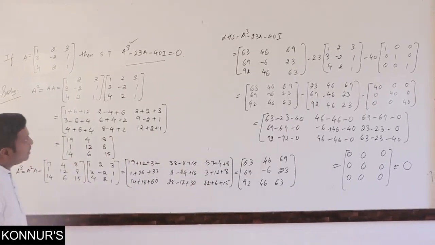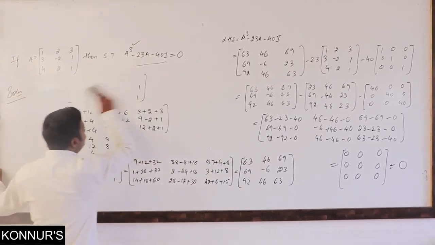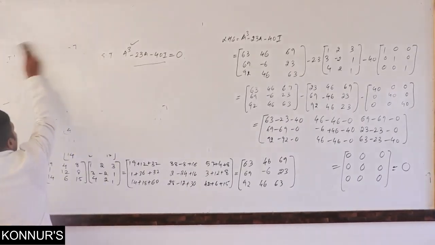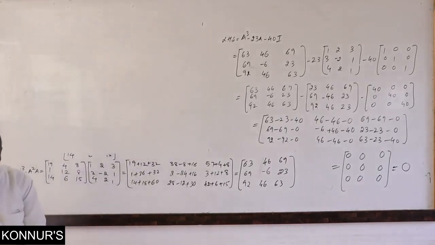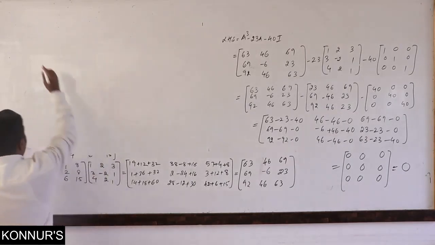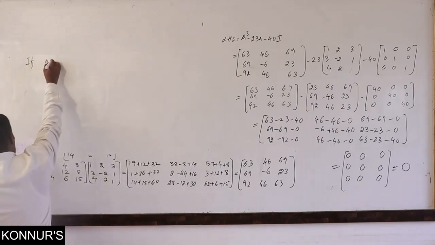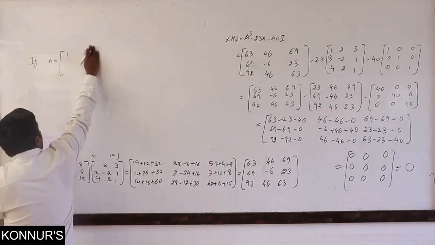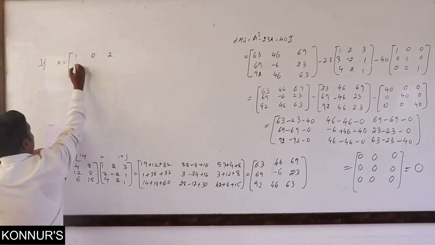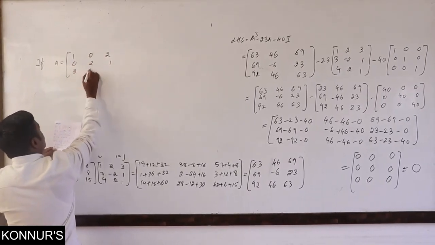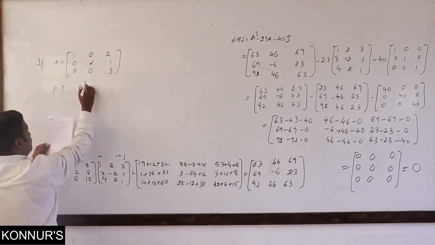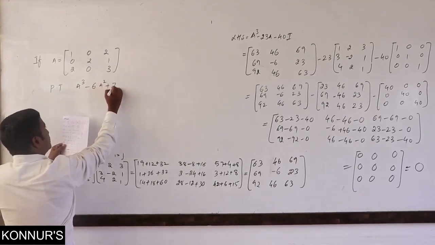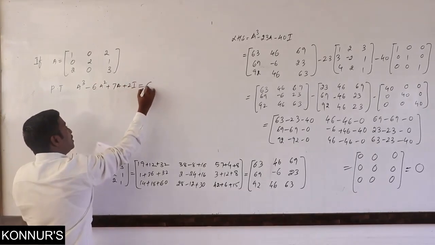Okay? Now, I will give you a similar question. You can practice it and show that it is a null matrix; no need to check. I will write a question, you can take it. If A equals the matrix 1 0 2, 0 2 1, 2 0 3, prove that A cube minus 6A square plus 7A plus 2I is equal to the null matrix.